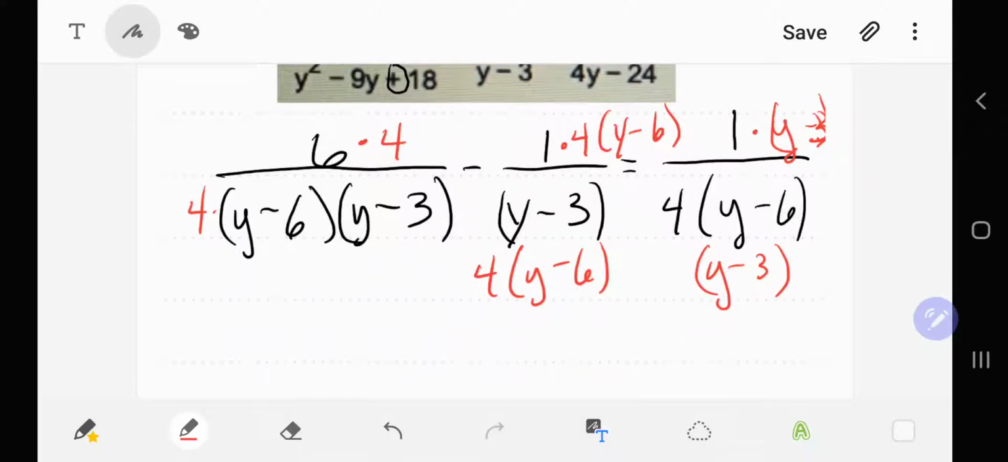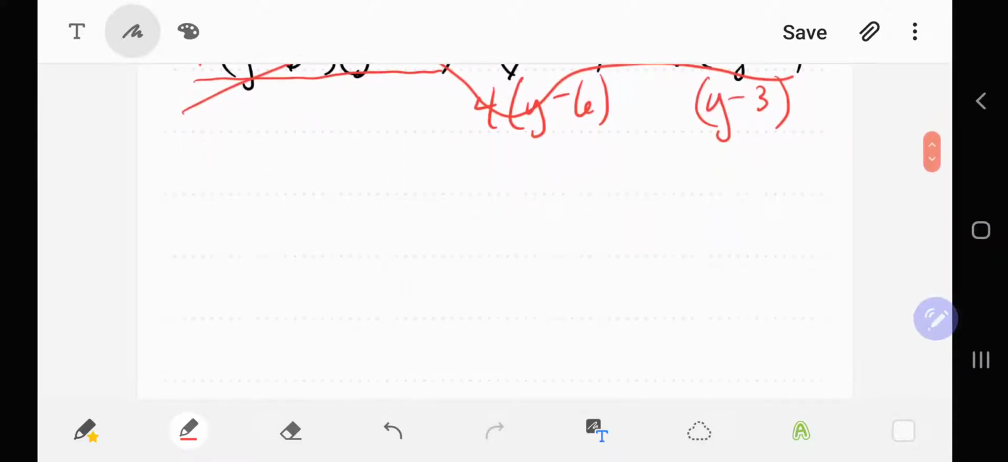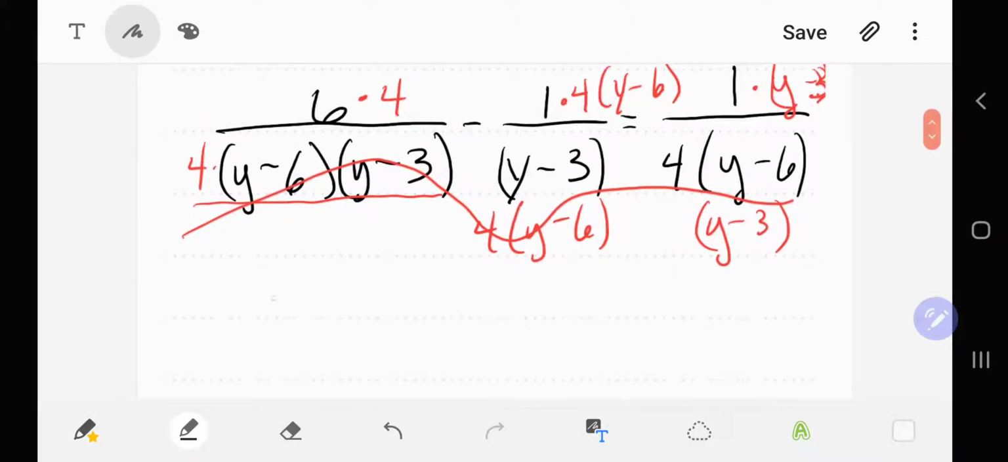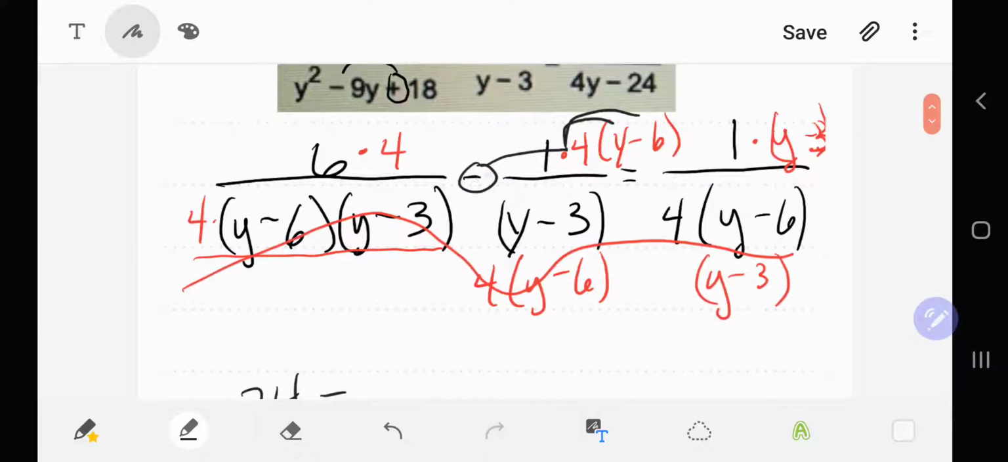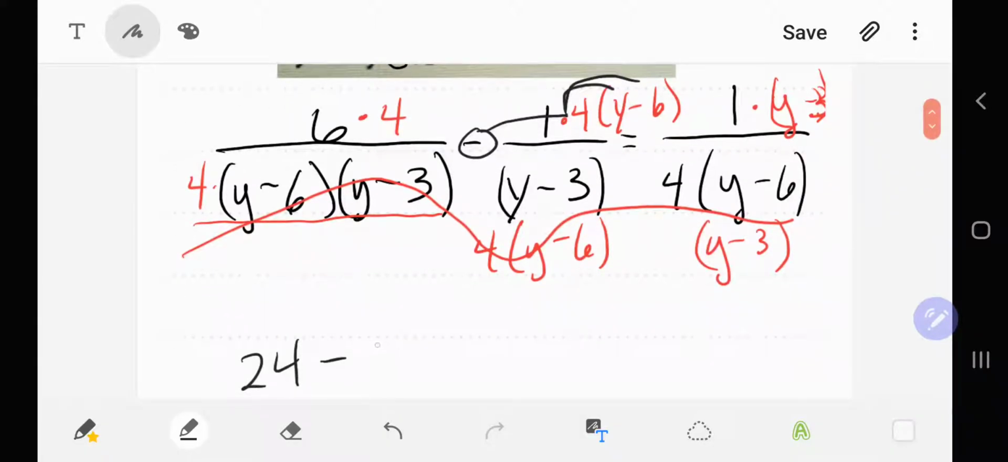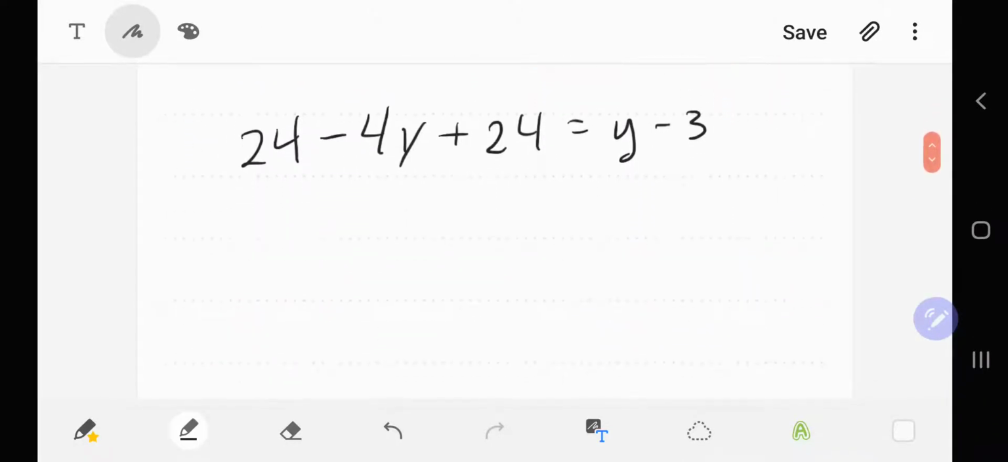And now if you notice, all of the denominators have a 4, a y minus 6, and a y minus 3. They're all the same, and now we can just cancel them out. And so that's going to leave me with, for the first fraction, 4 times 6, which is 24. This negative is going to have to go with the 4 here when we distribute. So that's going to be negative 4 times y, which is negative 4y. And negative 4 times negative 6, negative times a negative makes a plus 24. And for the last numerator, 1 times anything is itself. So 1 times y minus 3 is just y minus 3. And now we have this simple linear equation to solve here.